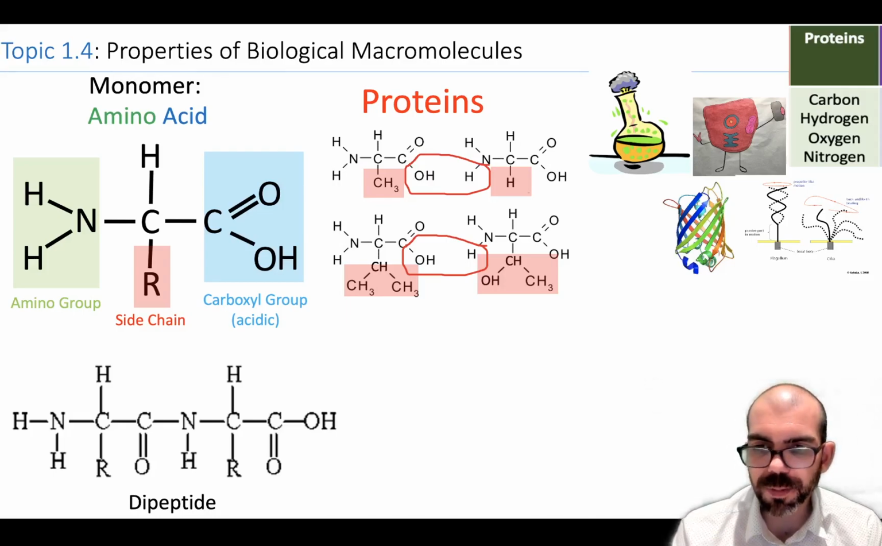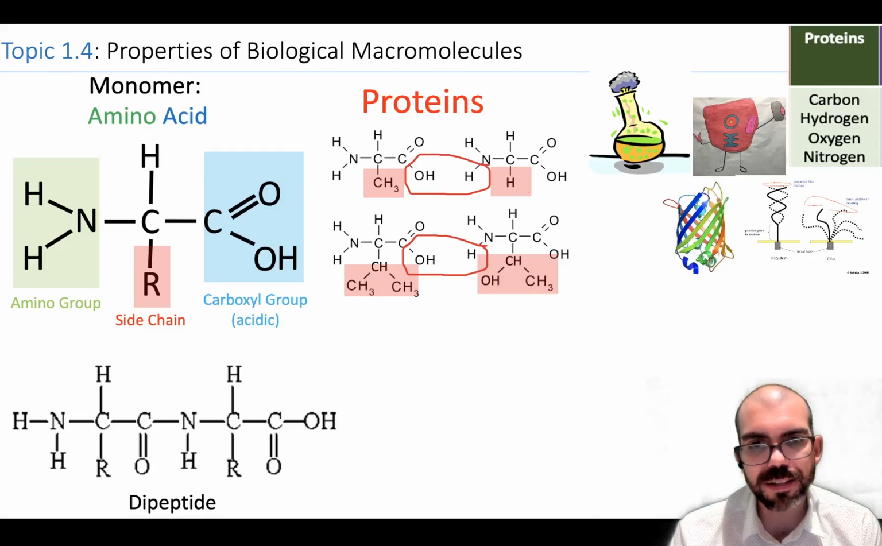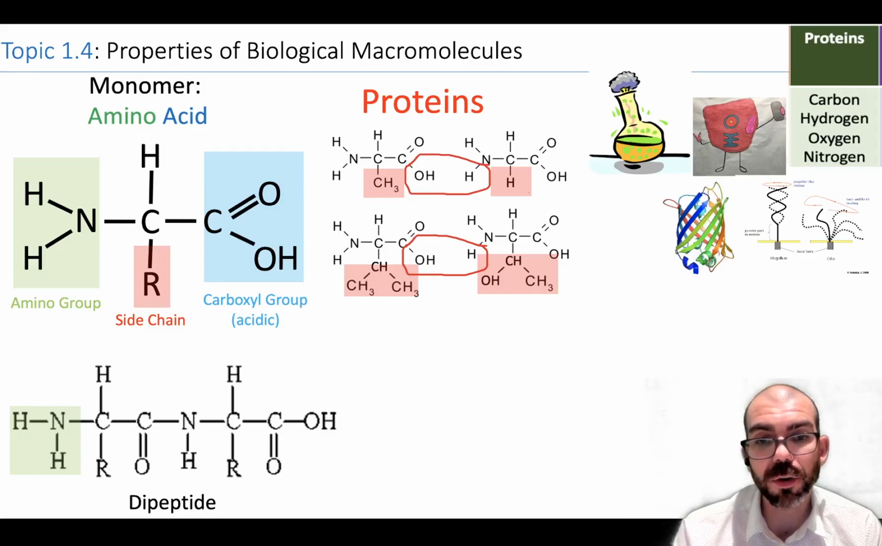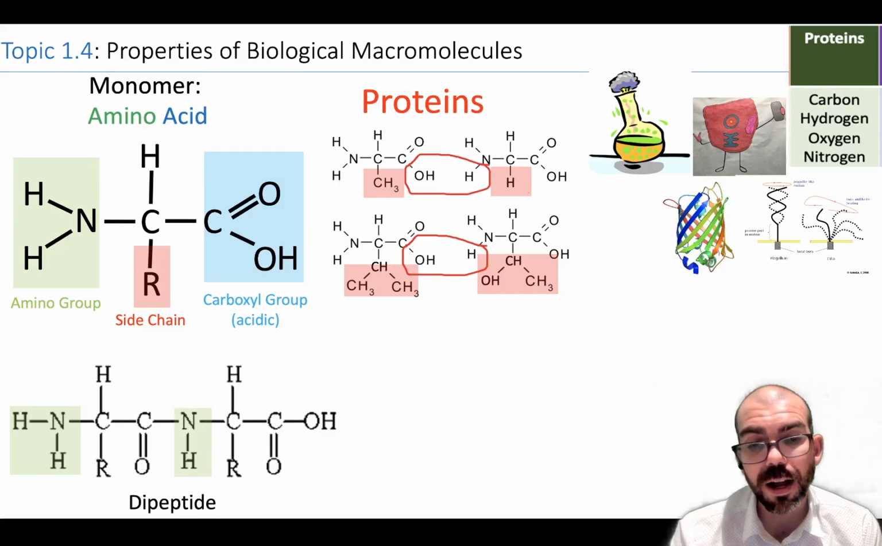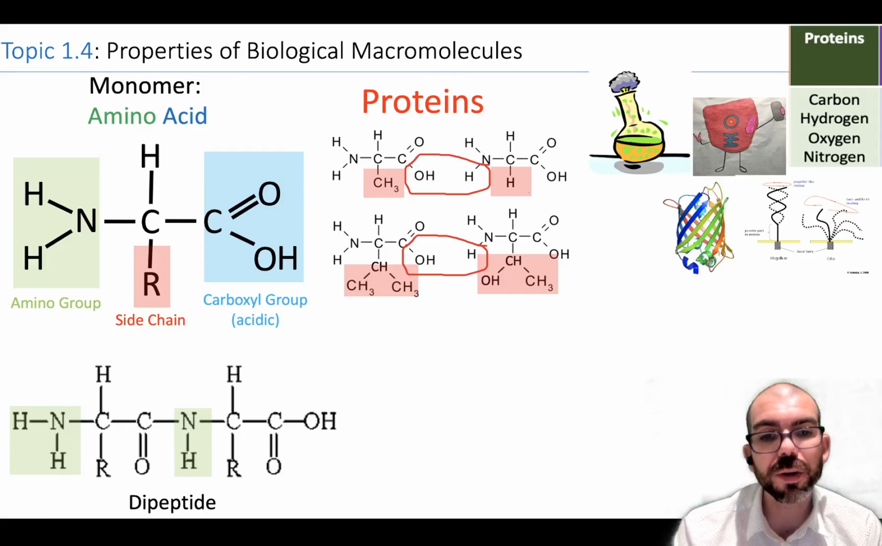Now, when dealing with something like this, where you have multiple amino acids stuck together, it is important for you to be able to identify the components of each of the two amino acids stuck together. Here's what I mean. For this dipeptide, let's first identify the amino group. I can see an amino group here on the left. Where's the amino group for the other amino acid? It is right here.